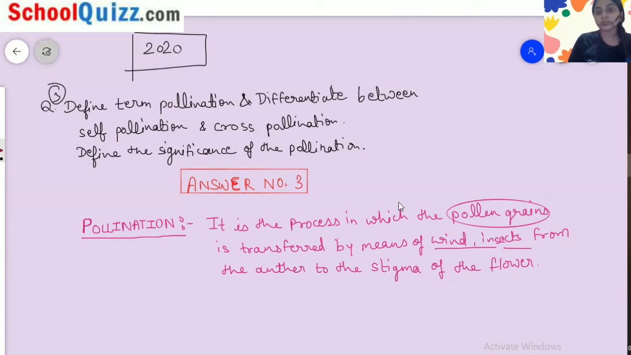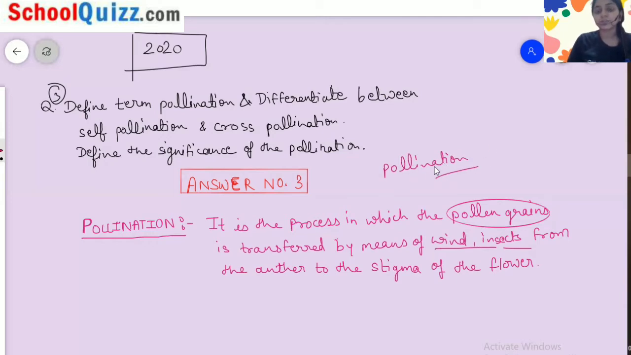So this will impact your examiner, and he cannot cut your marks. If you write, "Pollination is the transfer of the pollen grains from anther to stigma," this is like the half answer.